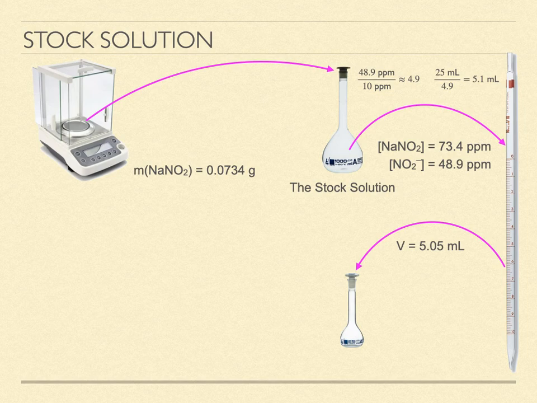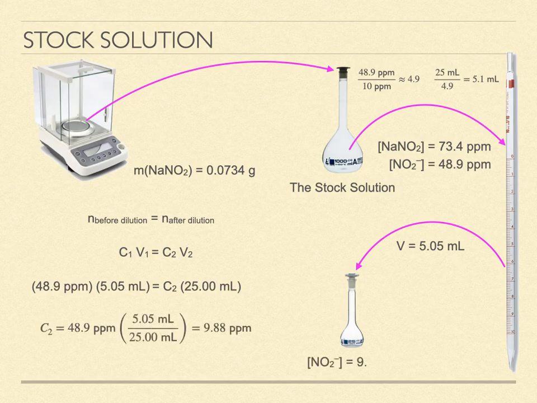What is the final concentration? Well, the feature that is common before and after dilution is the amount of nitrite. Concentration times volume give moles of substance. This gives us the well-known dilution relationship C1V1 equals C2V2. This is just saying that moles of nitrite before dilution is the same as that after. With this, we see that the concentration of the diluted solution is 48.9 times 5.05 over 25.00, or 9.88 ppm.